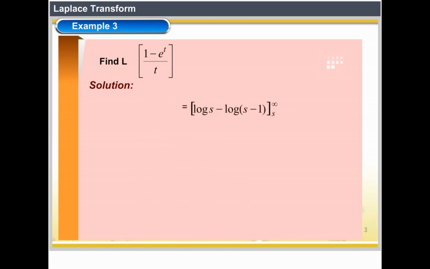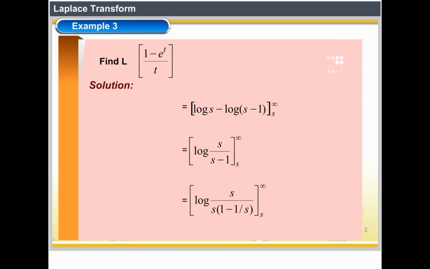This equals [log s - log(s-1)] from s to infinity, which equals log of s divided by (s-1). Here we use the formula log a - log b = log(a/b). We are applying the limit here. This equals log of s divided by s(1 - 1/s). In the denominator we have taken s as common.